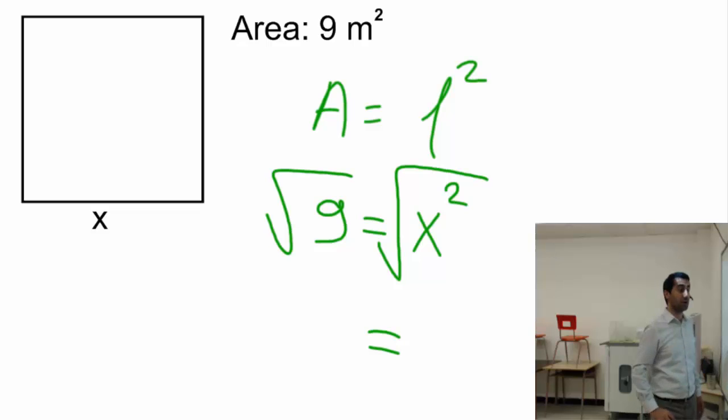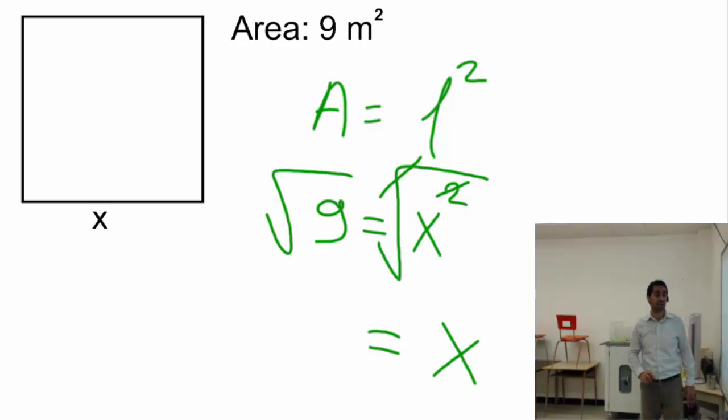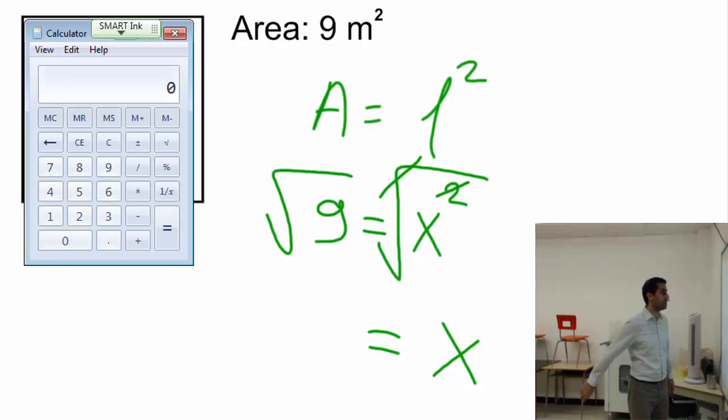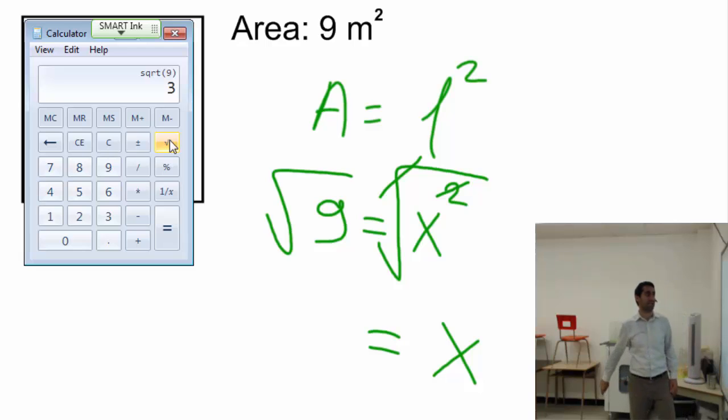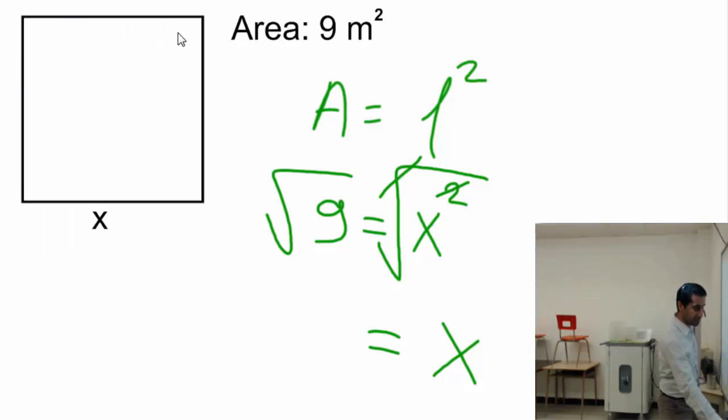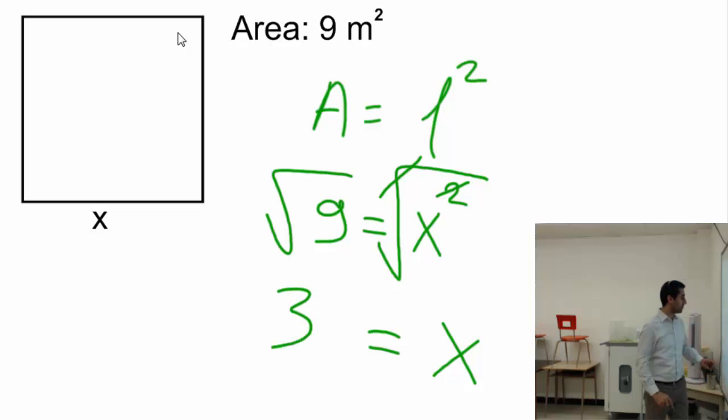When you take the square root of something, if you have the square here, they will just cancel out. On the right, I just have the X. On the left, whatever is the square root of 9, that will be the X. So let's calculate that. The square root of 9 will be 3. Alright, so that will be the answer. And what will be the unit? Meter. It's meter square because it's area, but the length of the side will be just meter. So that was about the square.